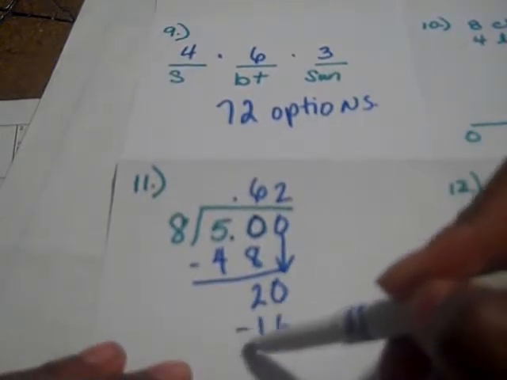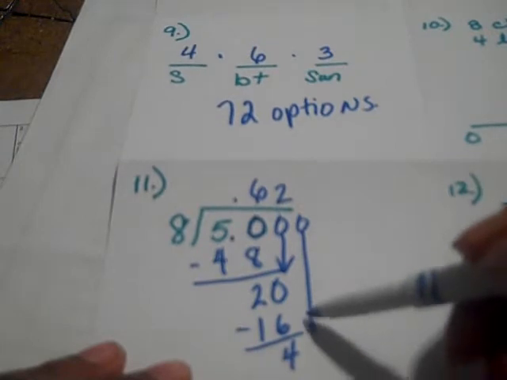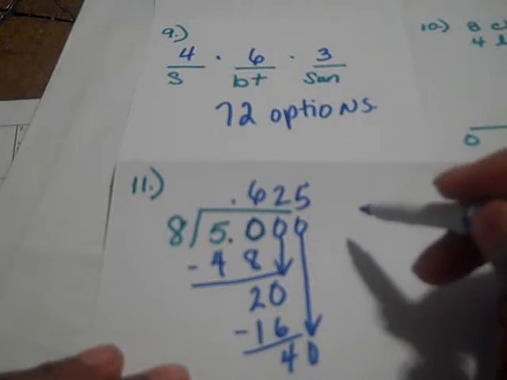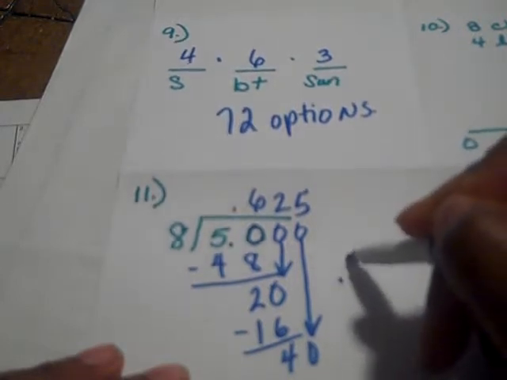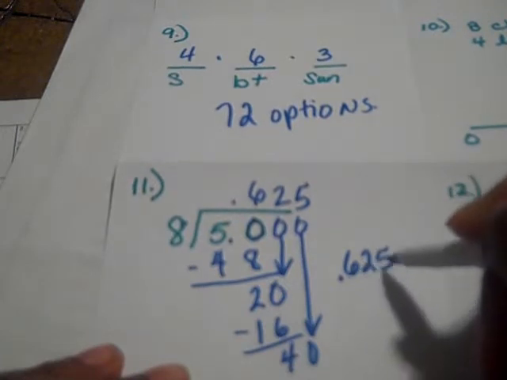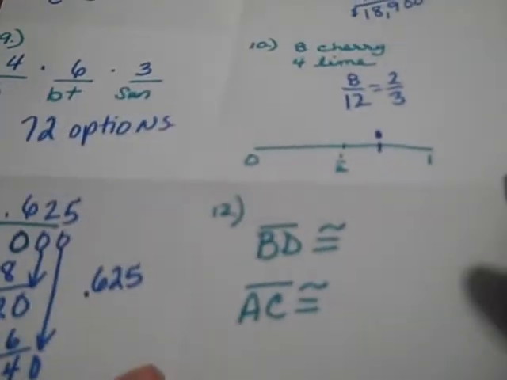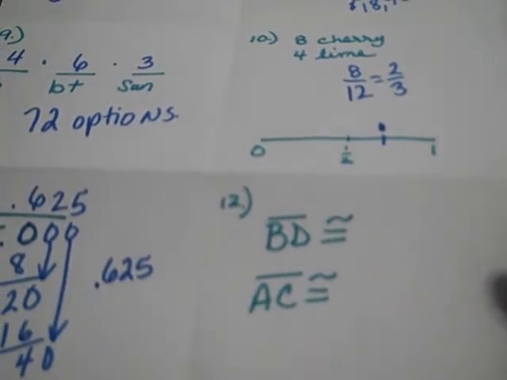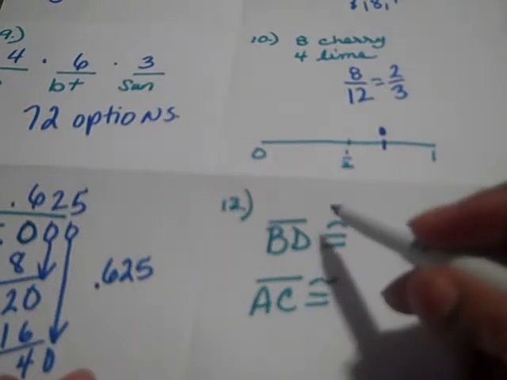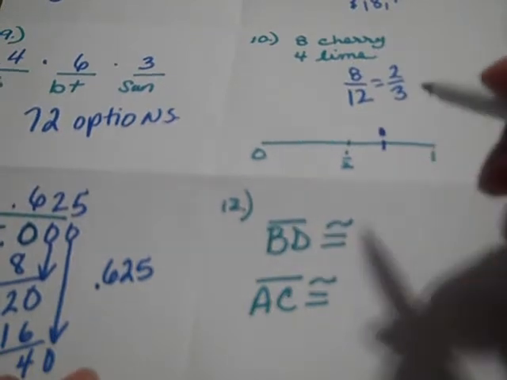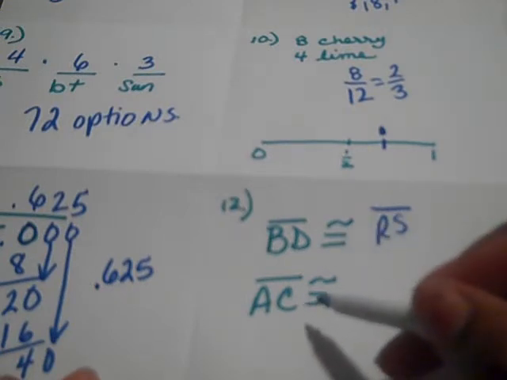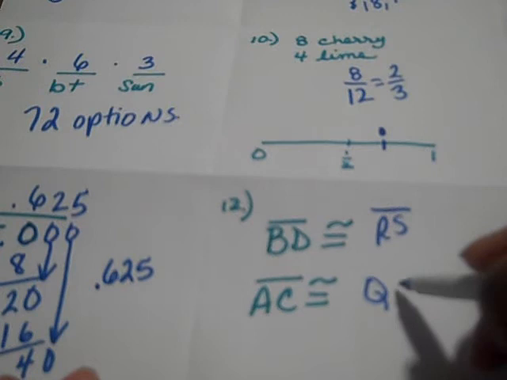That gives me 16. Adding another 0 and bringing down. 8 goes into 40 5 times. So 5/8 as a decimal would be 625 thousandths. Moving on to number 12. In question number 12, we want to find what sides correspond with BD. Well, BD would be congruent to RS, and line segment AC would be congruent to line segment QP.